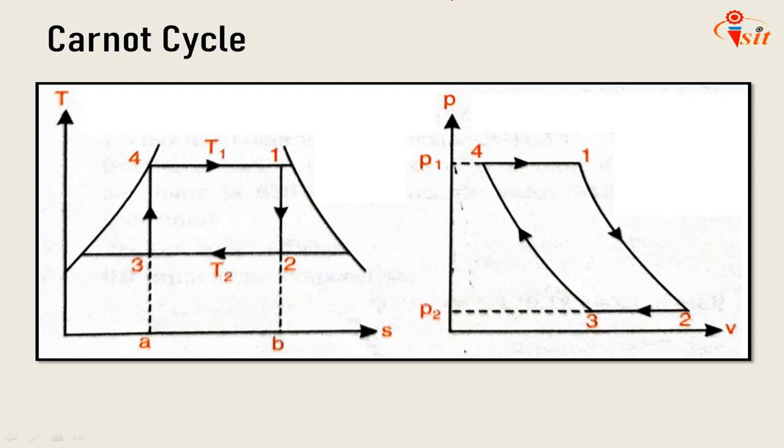Here the figure shows a Carnot cycle on TS and PV diagram. It consists of two constant pressure operations. Here 4 to 1 is a constant pressure process and 2 to 3 is a constant pressure process, and there are two frictionless adiabatics, that is 1 to 2 and 3 to 4.